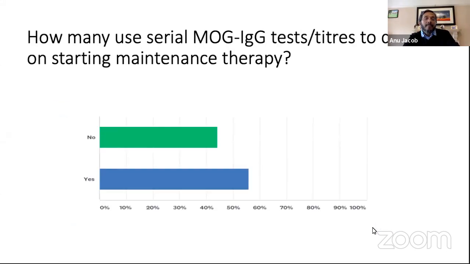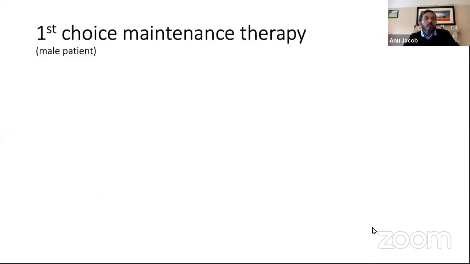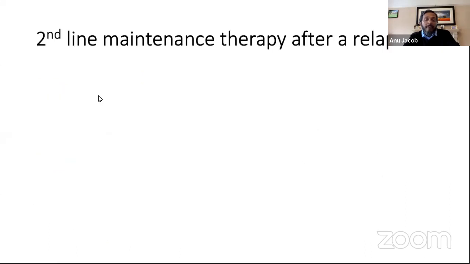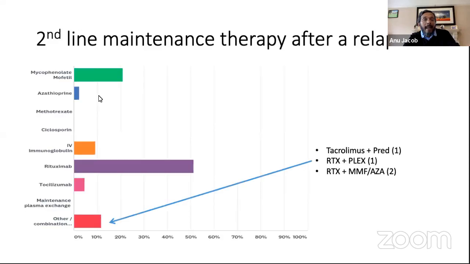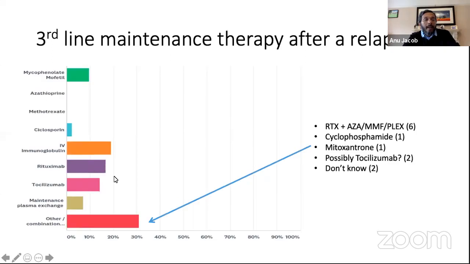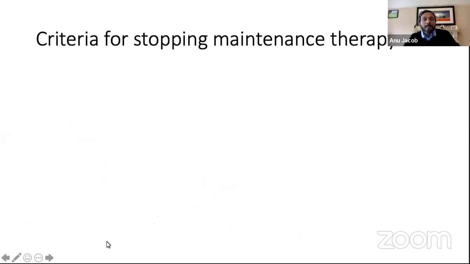And how many use serial MOG titers? The first choice of maintenance therapy in a male patient, the majority here choose azathioprine or mycophenolate. Second line, if the first drug is ineffective or has a relapse on it, then where do they go? They go to rituximab or mycophenolate. And third line, well, we'll try other medications including IVIG, tocilizumab, and so on.